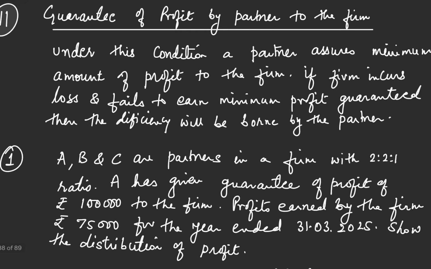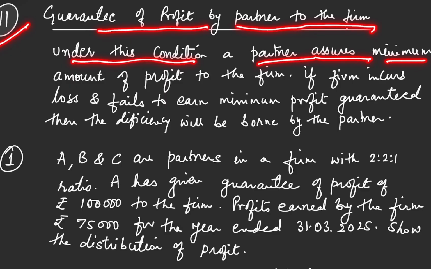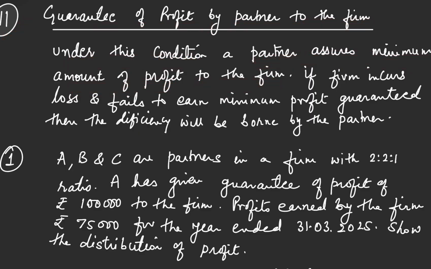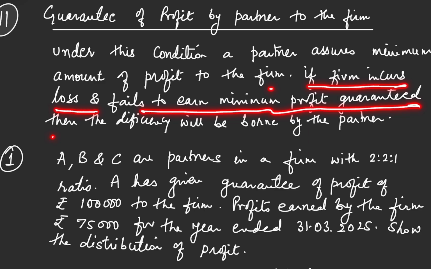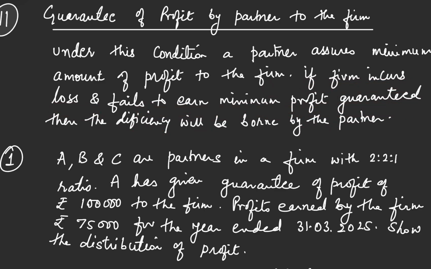Let's discuss the second part, that is, guarantee of profit by a partner to the firm. Under this condition, a partner assures a minimum amount of profit to the firm. That is, the firm will earn a certain amount of profit in any case. So if the firm incurs loss and fails to earn the minimum profit guaranteed, then the deficiency will be borne by the partner who has given the guarantee.